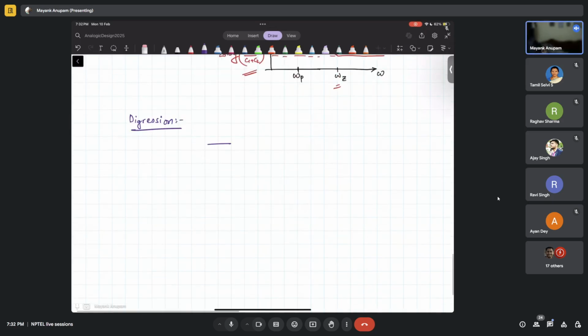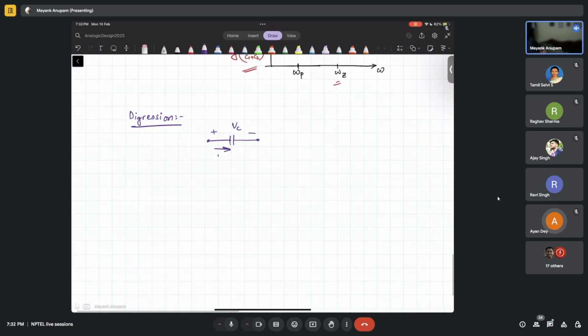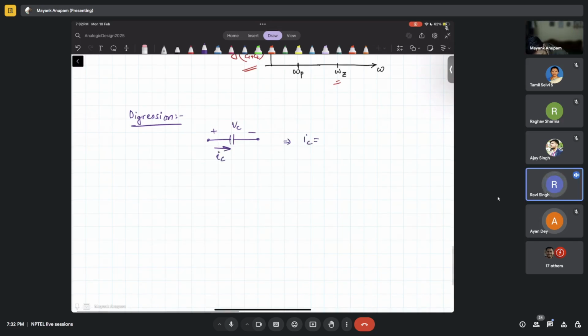So let's say you have a capacitor here. The voltage across it is Vc. So what is the current that is going to flow through it? IC, so that will be C dVc by dt, right? Now tell me, if the voltage across the capacitor Vc changes instantaneously, what will be the derivative of this change? Infinite. It will be infinite, right?